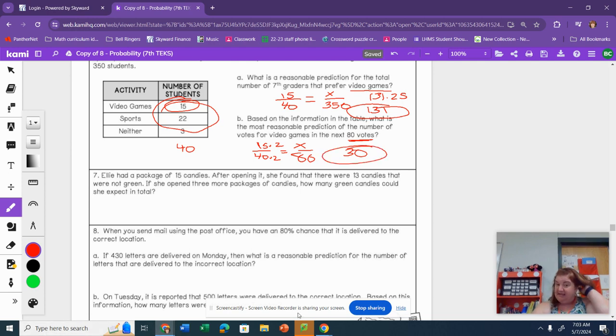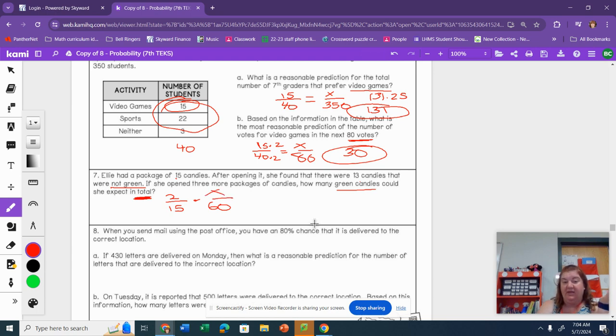Okay, Ellie has a package of 15 candies. After opening it, she found that 13 were not green. If she opened 3 more packages of candy, how many green candies would she have? Well, if 13 out of 15 are not green, that means 2 out of 15 are green. And so if she does that 3 more times, how many in total? So we're going to have 60 in total.